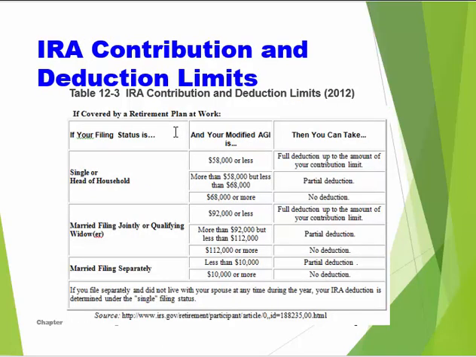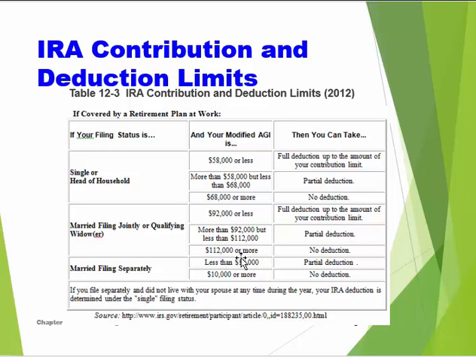With respect to the IRAs, though, there are certain limits to how much you can deduct. And it depends on whether you have a retirement plan at work or not. So if you have a retirement plan at work and you are married filing joint, if your AGI is $92,000 or less combined, then you can deduct the full, in this case up to $5,000 from your income.